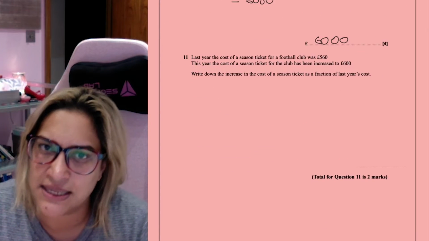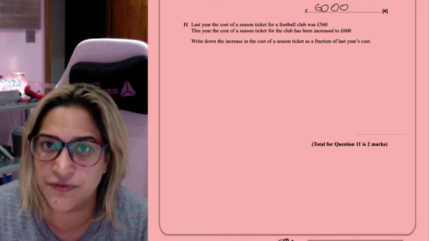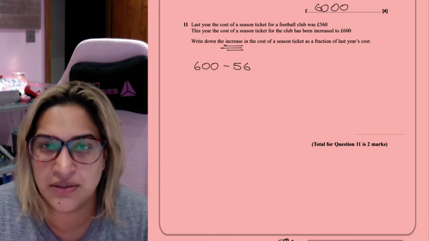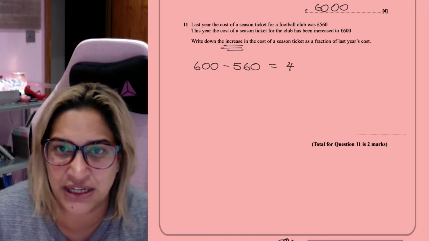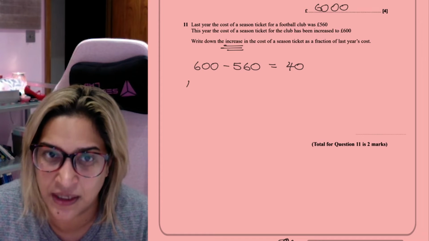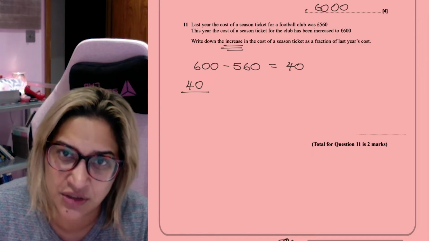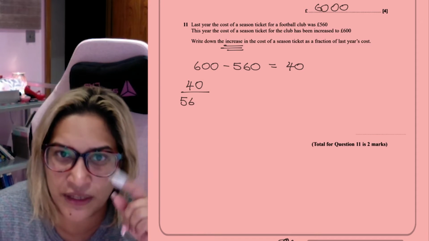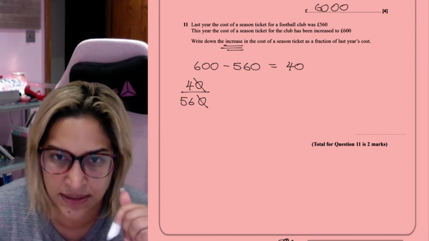Right, last year, the cost of a season ticket was 560. We're looking for the increase. So let's see how much has that changed. It's changed by £40. We want it as a fraction of last year's. So be careful what they want it of. Not this year's, they want last year's.